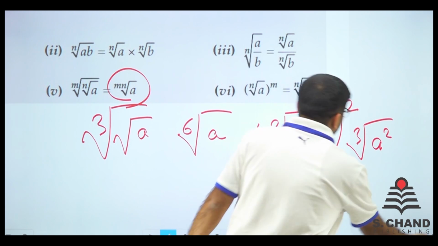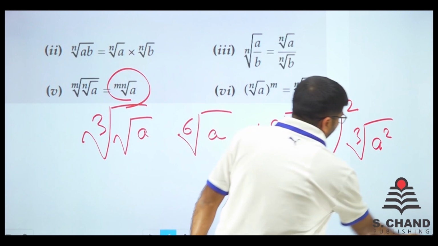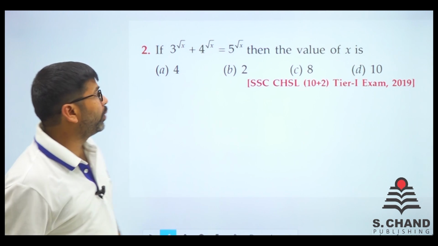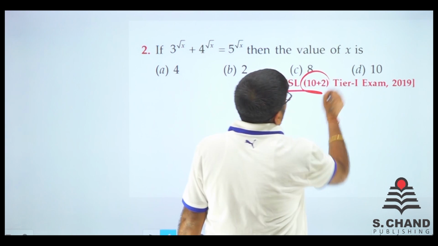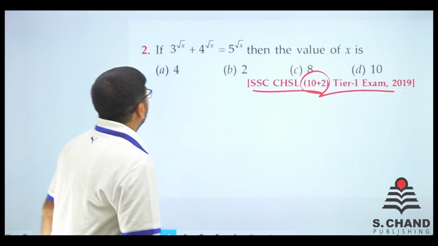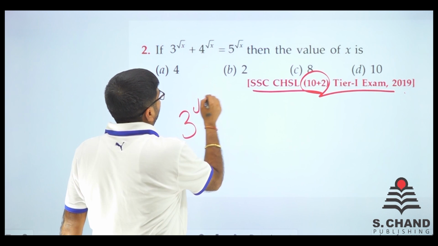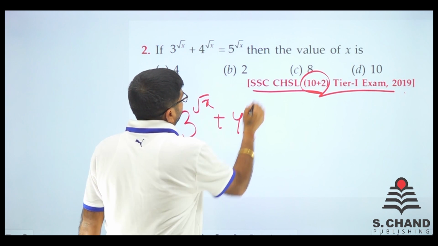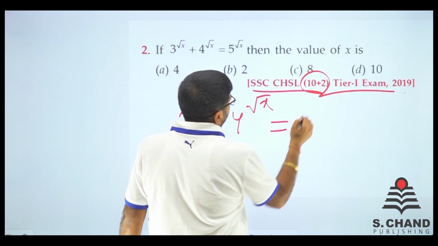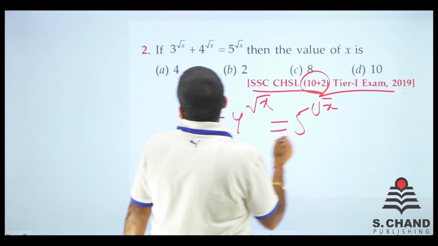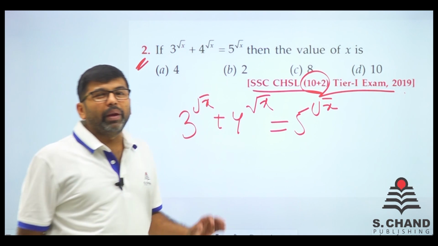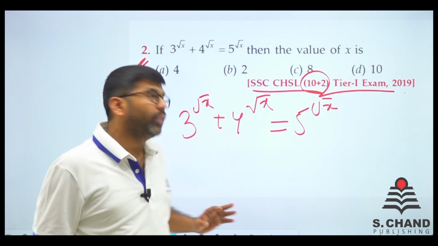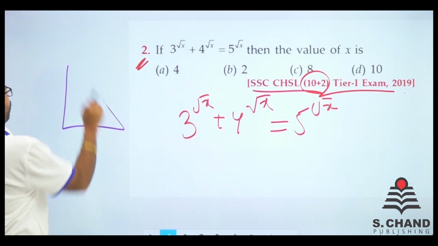Let's do some questions and see what exactly you have learned, or where exactly you land. It is the SSC CHSL 10 plus 2 tier examination. What does it say? It says 3 root x plus 4 root x is equal to 5 root x. It is the second question of the chapter, right? If you remember from the Pythagoras theorem, if you don't remember, I just put it here.